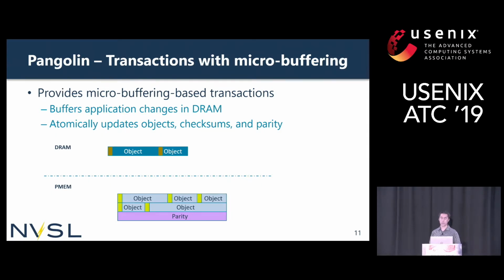Later, when the transaction commits, Pangolin writes the modified objects back to their original locations and automatically refreshes their checksums and corresponding parity ranges in a fairly atomic way. In the remaining slides, I will first show how Pangolin organizes its data, and then I will explain some implementation details of the transaction mechanism.